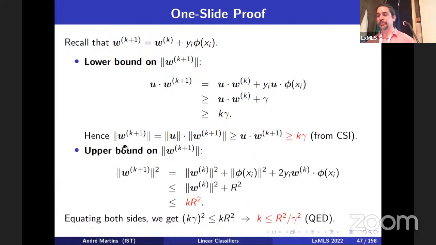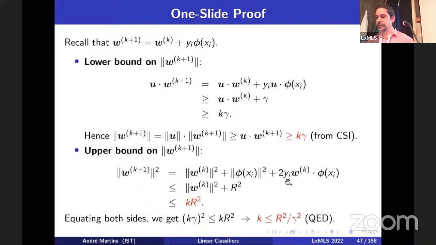The second part of the proof is coming up with an upper bound on the norm. So it's the opposite. To come up with this upper bound, we write the squared norm of W_{k+1}. We have this update, so this is the norm of a sum of two vectors, and you can just expand that square. This gives us the squared norm of the first plus the squared norm of the second, and because y_i is either plus 1 or minus 1, we just obtain the squared norm of the feature vector, plus 2 times the dot product between these two, which is written here.